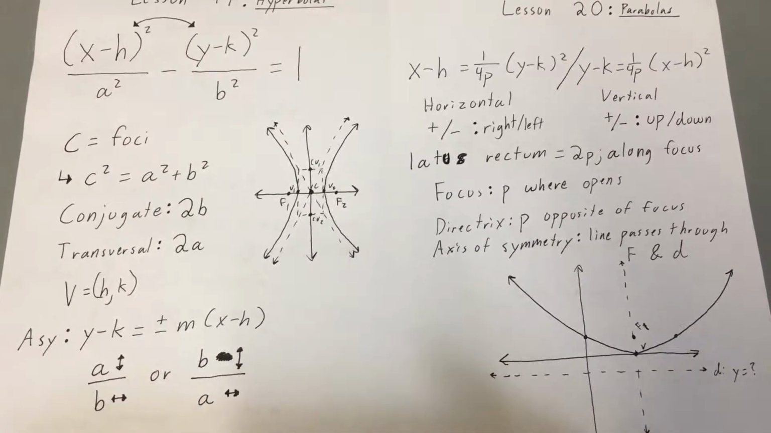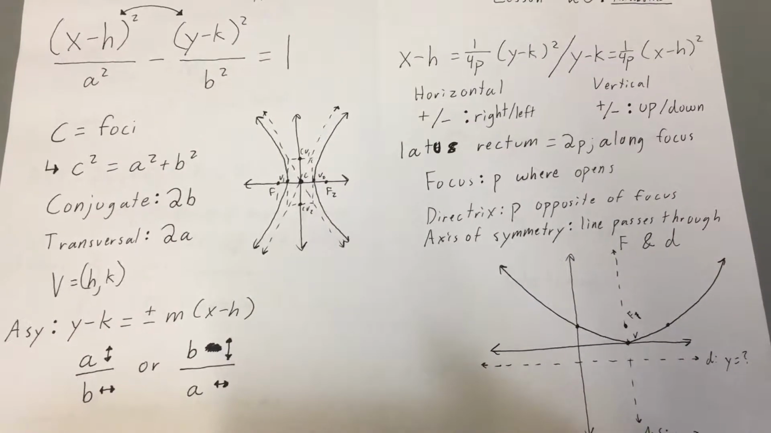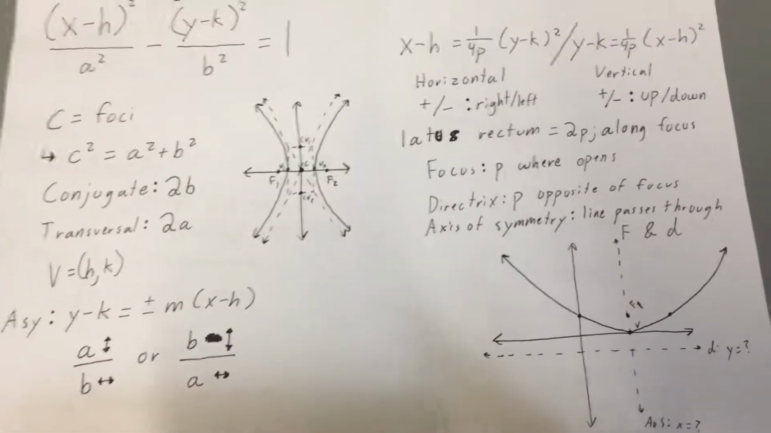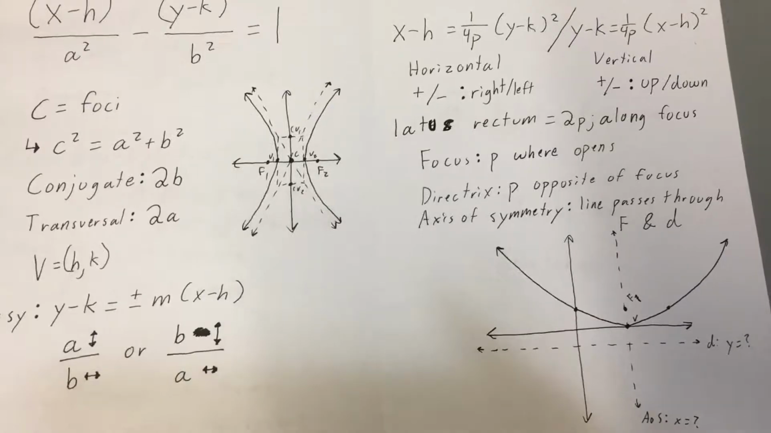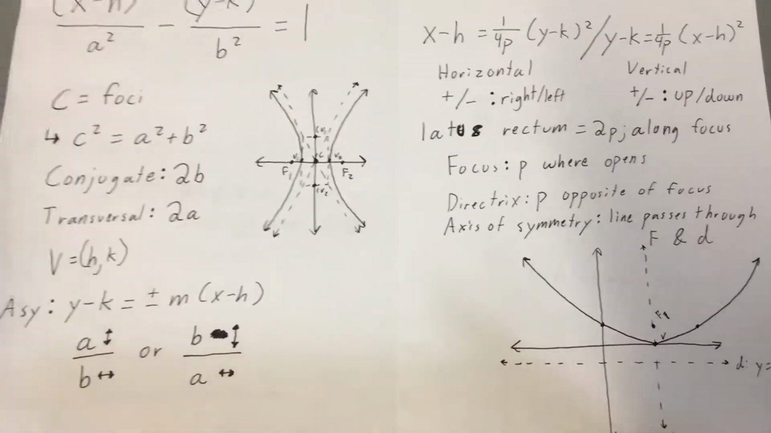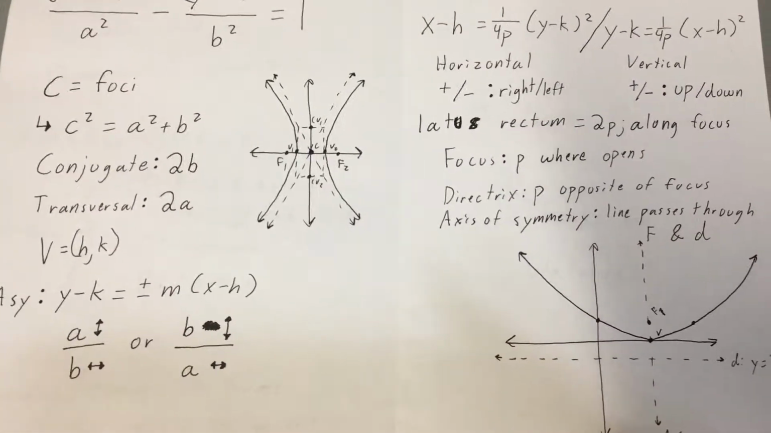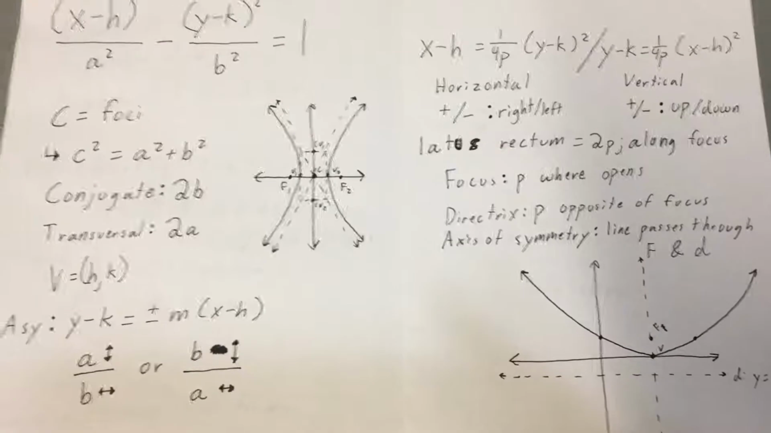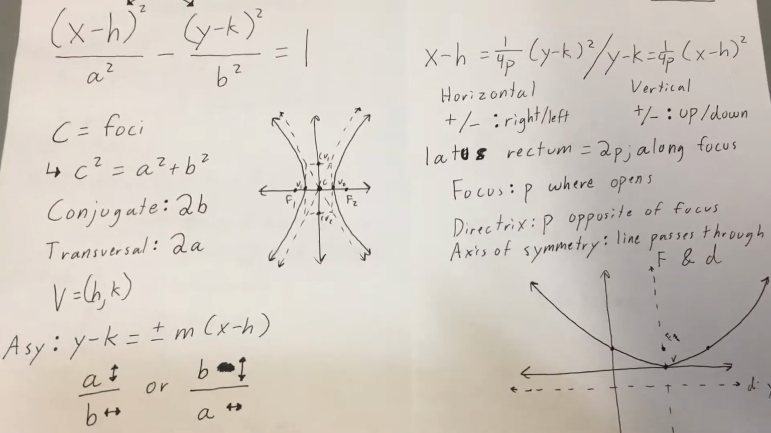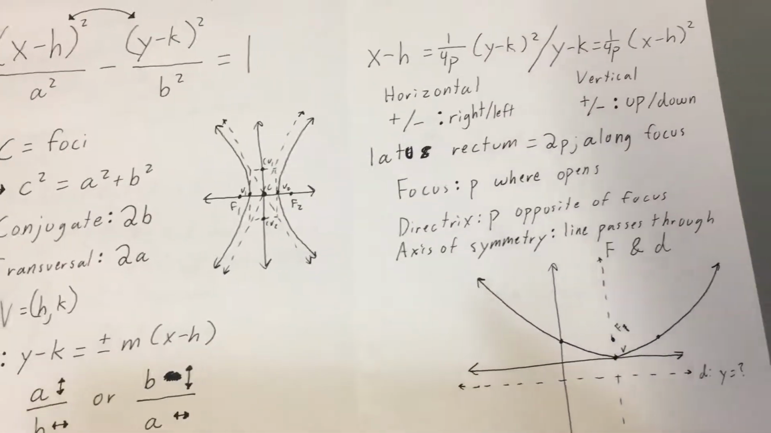In order to figure out the equation for the asymptote, you're going to use y - k = ±m(x - h). Now, in order to figure out what m is, it's always the larger of either a or b over the other number. So let's say you have a as the vertical number, then it's going to be on top of the b. If you have b as your vertical number, it's going to be on top of the a.